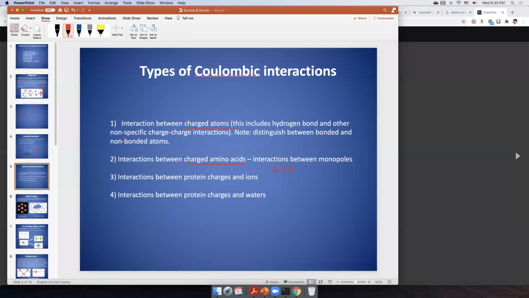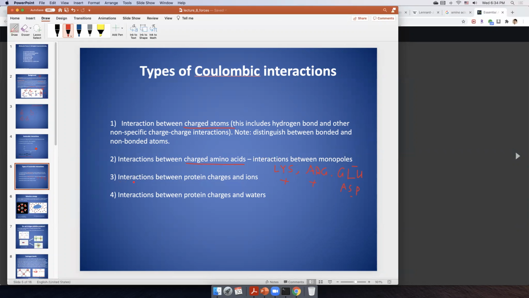So if you go back to this slide, you may see some interactions between charged amino acid. It's mainly between either lysine, arginine, glutamic acid, and aspartic acid. So it's positive, positive, negative, negative. If you see these 4 types of amino acid in your simulation, if they're getting closer to each other, there will be some electrostatic forces between them.